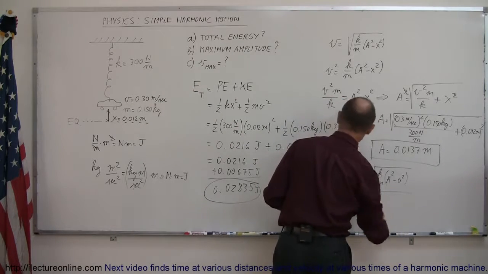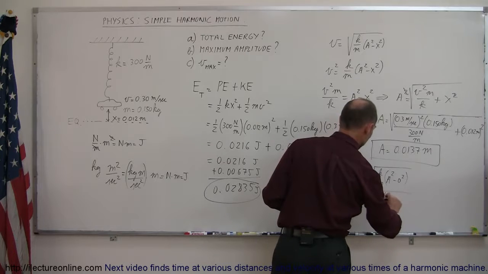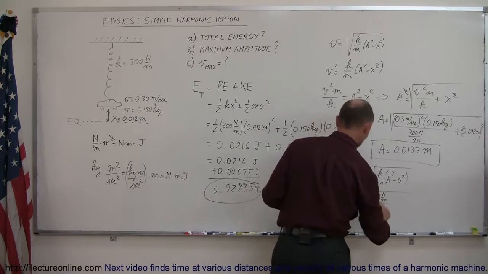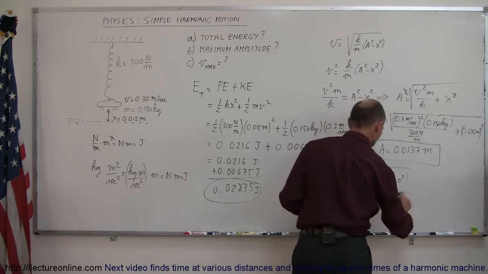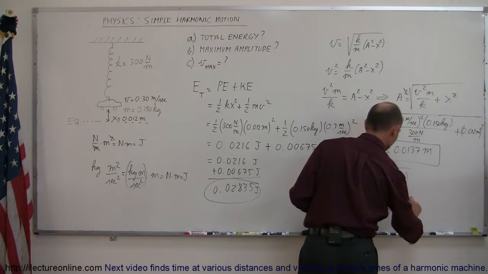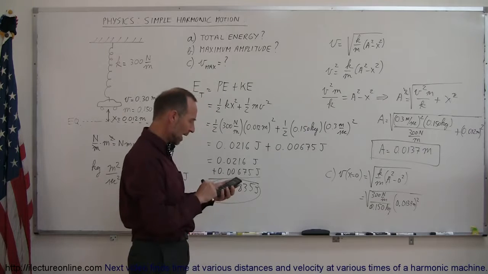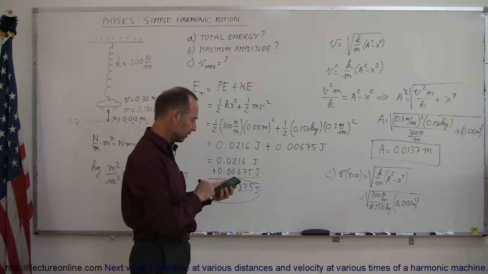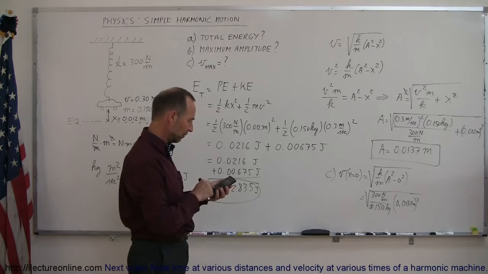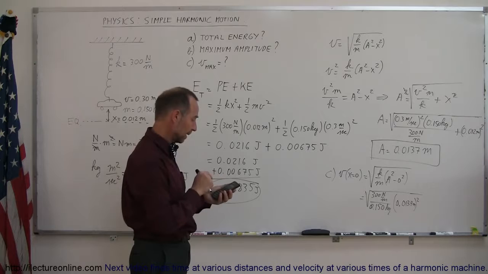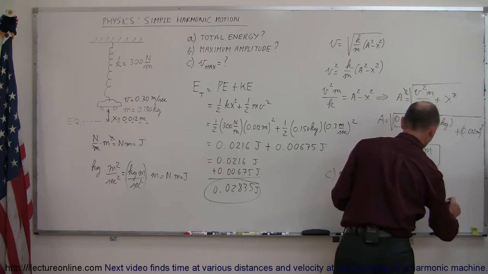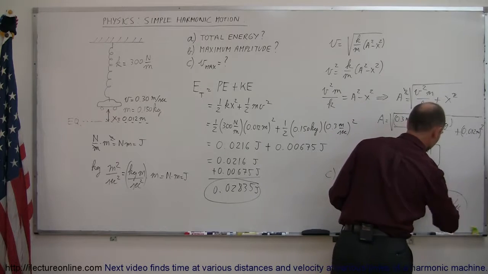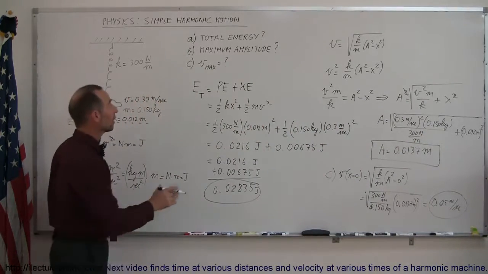So now we plug in all the other values. So this is equal to the square root of k, which was 300 newtons per meter, divided by the mass, which is 0.150 kilograms. And then we multiply that times the maximum amplitude, 0.0137 meters squared. So we take what we have, we square that, then we multiply that times 300. We divide that by 0.15, and then we take the square root of that. And the maximum velocity would be 0.615 meters per second.